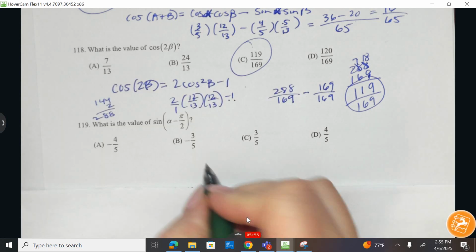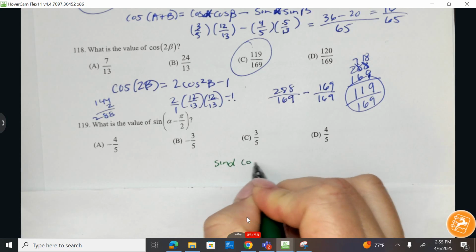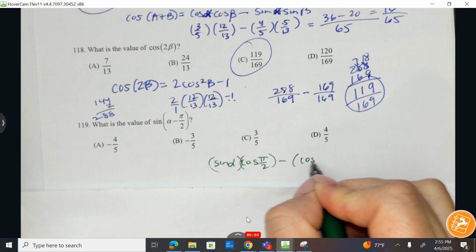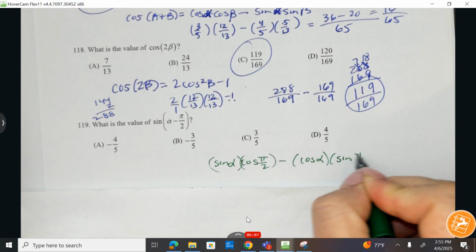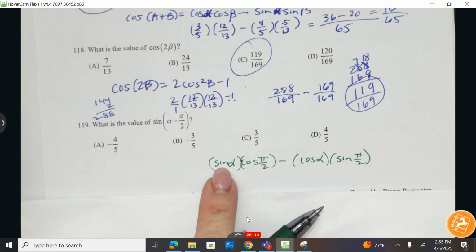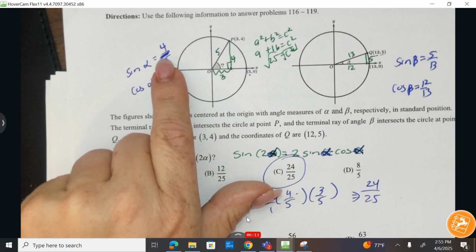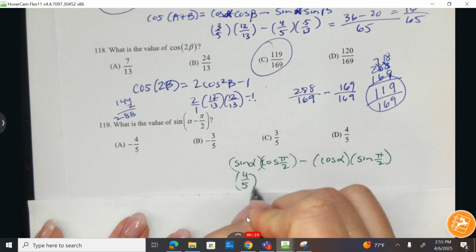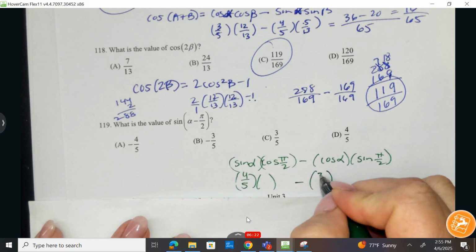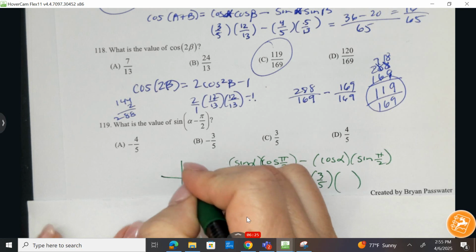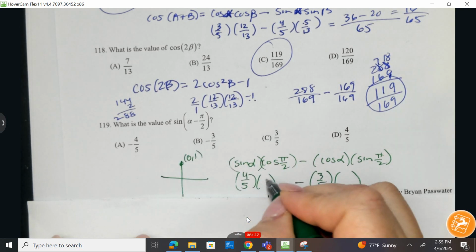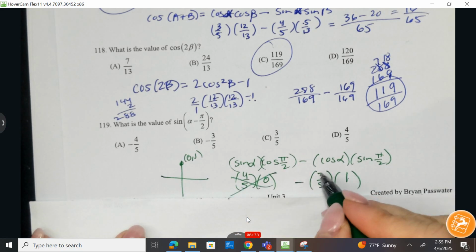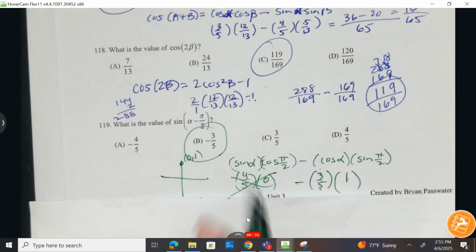Let me come back here. We have sine, cosine, subtract cosine, sine. All right. I need to go back up to the top left and figure out my sine was 4/5 and my cosine was 3/5. Now at pi over 2, we have a cosine of 0 and a sine of 1. 0 times anything is 0, and then 1 times 3/5 is 3/5. We should have a negative 3/5, or option B.